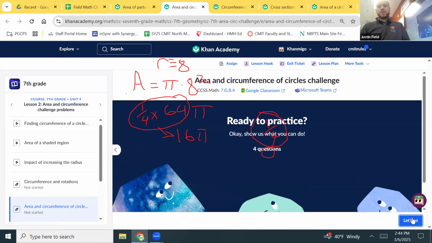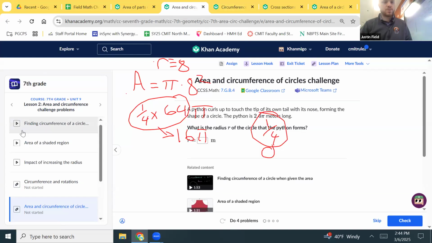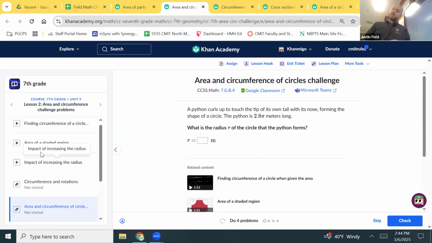Area and circumference challenge. So the next one we're going to do is, oh, this is good. This will help us know real life applications. A python curls up to touch the tip of its own tail with its nose, forming the shape of a circle. The python is 2.6 meters long. So that's the circumference of the circle. What is the radius of the circle that the python forms? So they just told me the circumference.